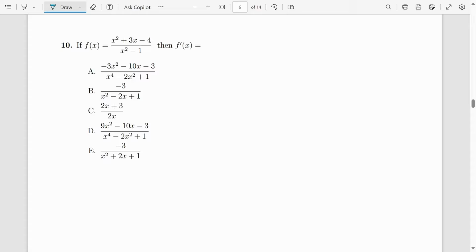Question 10. If f of x equals x squared plus 3x minus 4 all over x squared minus 1, then what is f prime of x? So the derivative of, oh, I just dropped my pen. The derivative of the fraction there. All right, so what we'd probably want to do before just jumping straight into like the quotient rule or something is we can factor both the top and the bottom, both a little differently.